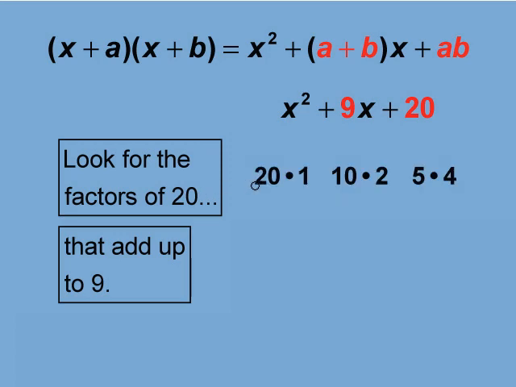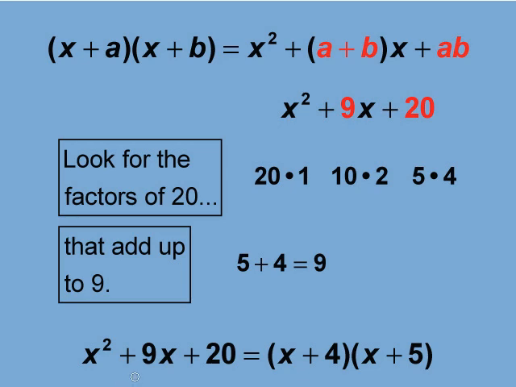Here are the factors of 20. 20 times 1, 10 times 2, and 5 times 4. Each of these factor pairs equals 20. But there's only one pair that adds up to 9, and that's the factors 5 and 4. We can now write the original quadratic expression as the product of these two binomials, x plus 4 and x plus 5. And these binomials are also the dimensions of the rectangle.